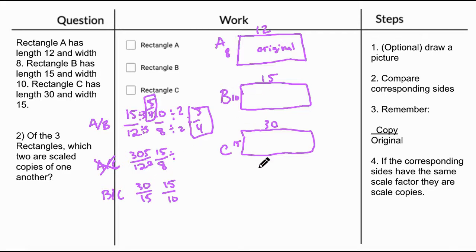And for B and C, in this case we can divide both the top and the bottom by 15, which would give us 2 over 1. We could divide the top and bottom here by 5, which would give us 3 over 2, and these two are not the same, therefore they are not scaled copies of each other. So our answer here is going to be rectangle A and rectangle B.